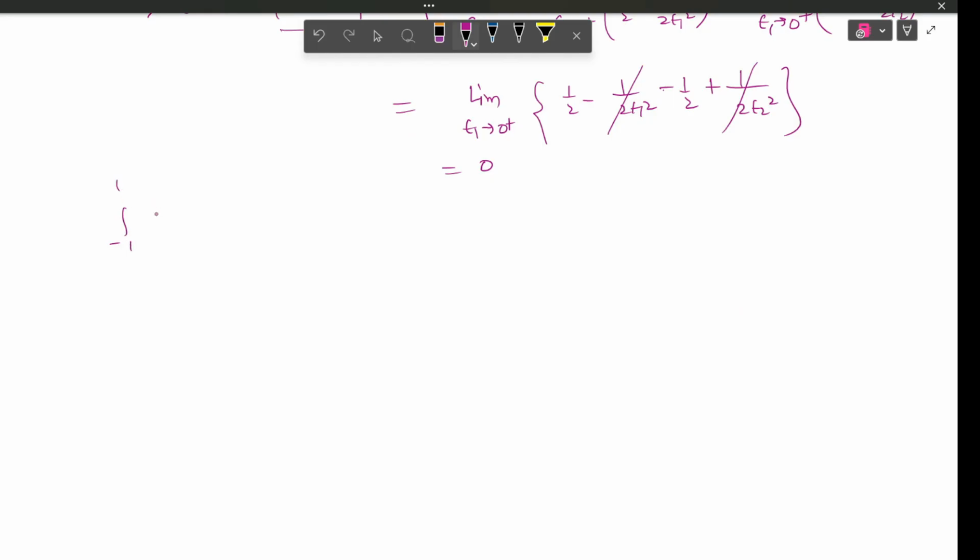integration from minus 1 to 1 dx by x cube exists in the Cauchy principal value sense, right? But not in the general sense.